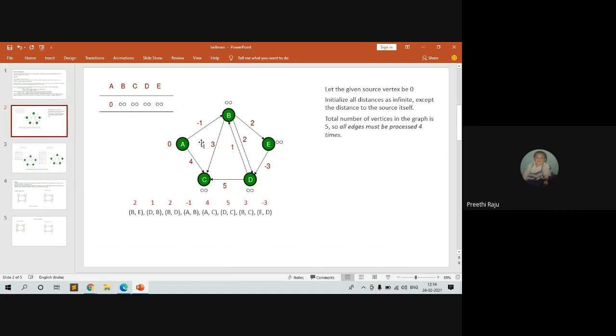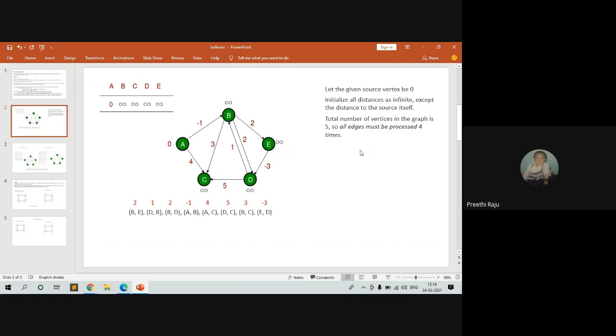So first, let us take 5 nodes, and the initial source node is A, and all other nodes B, C, D, E will be given infinity in the first step. Let the weight of the source node be zero. Then initialize all the distances as infinite except the distance to the source itself. So A is zero, and B, C, D, and E are infinity. The total number of vertices in this graph is 5. So how many iterations do we have to do? We have to do 4.